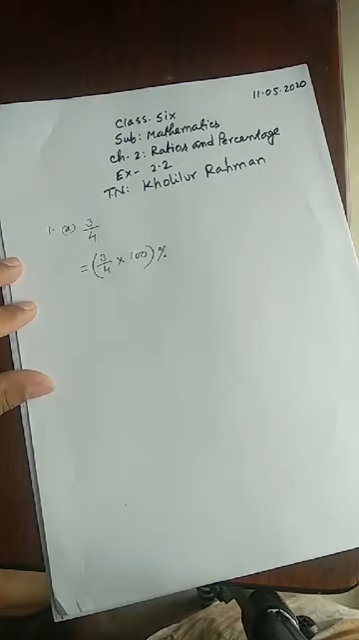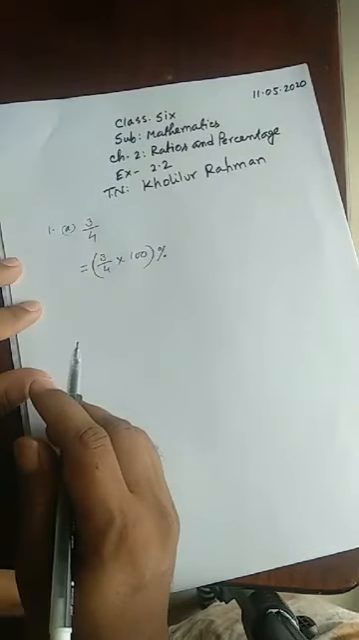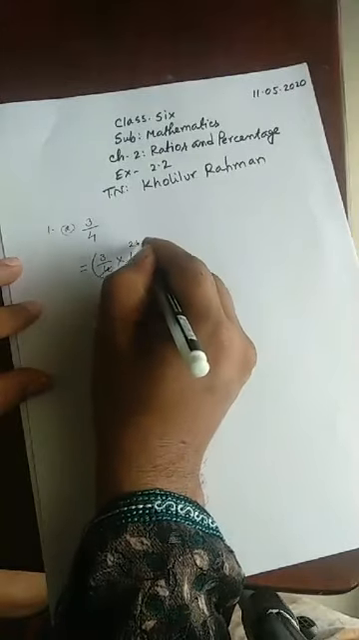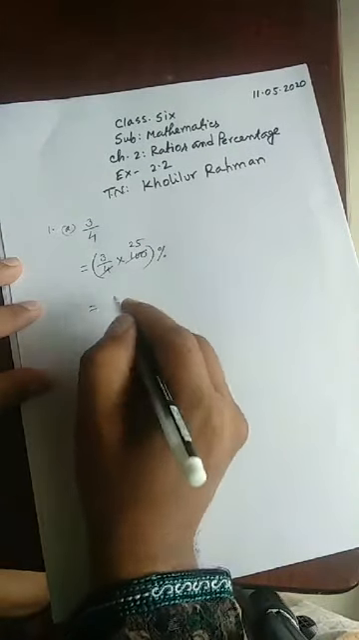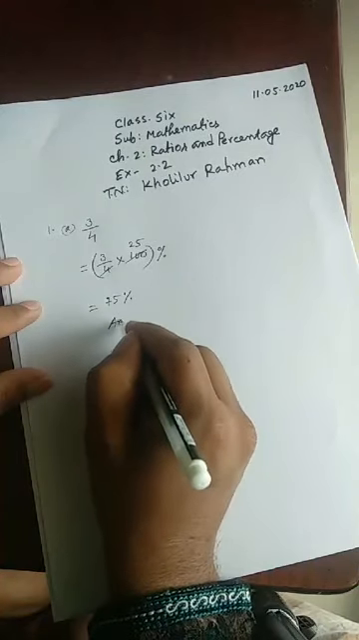Equals to, it will be what? Now cut it, 4 and 100 you may cut it. 4 25s are 100, am I right? So you may cut it by 25, and the result will be 3 into 25, it will be 75%. Answer.